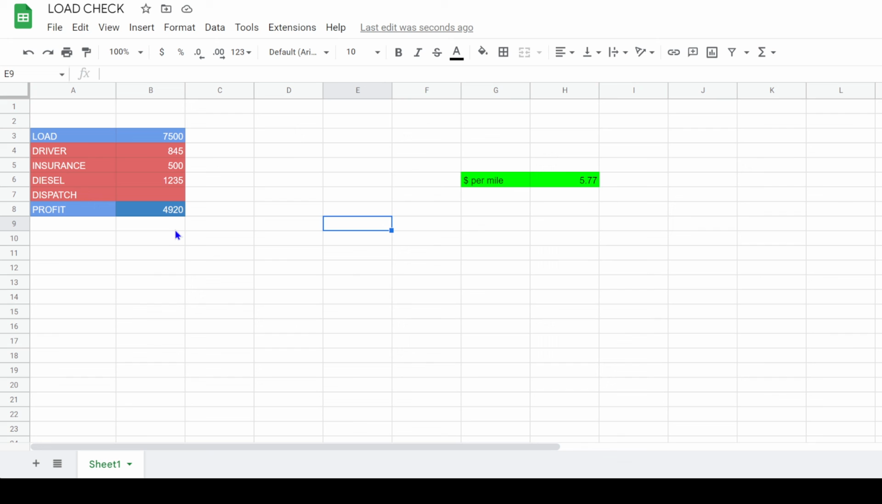So I just want to make sure that everybody knows. But yeah, this is how I actually check for my loads. Straightforward. Just input the money, input the information, and bam, right there and then it lets me know how much, if nothing happens on the road, I'm gonna make as a company.